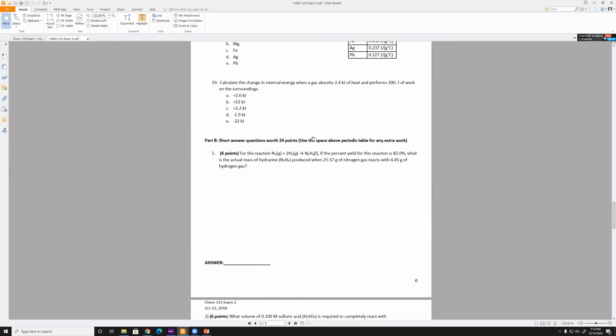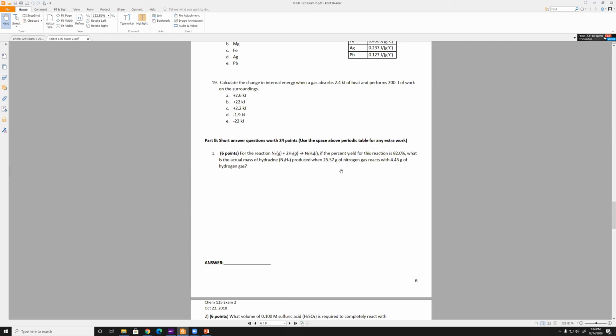Okay, next. For the reaction, if the percent yield is 82%, what is the actual mass of hydrazine produced when 25.57 grams reacts with 4.45 grams of hydrogen? Okay, so this is stoichiometry. If you know it's 82%, you could find the theoretical yield. First, you need to find the limiting reagent. Then you need to find the theoretical yield. And then 82% of that theoretical yield is going to be the actual.